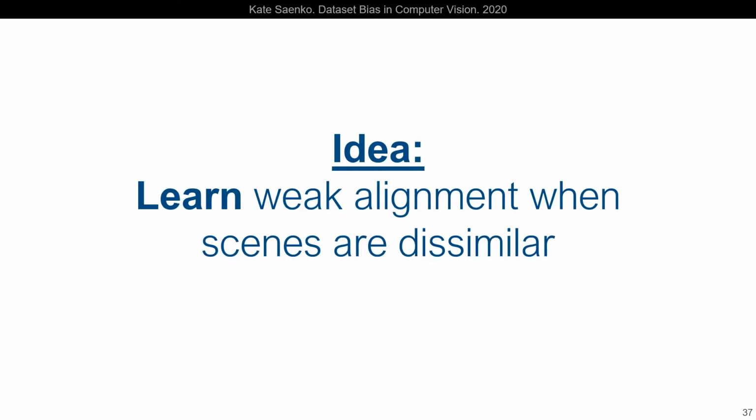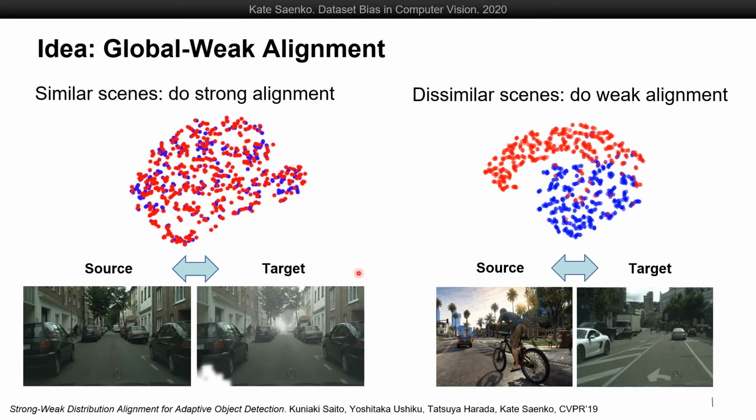So the idea that we came up with to address this is to learn to align domains weakly, not strongly. So you can think of it as weak or partial alignment. Right? So this is an illustration of this idea where if the scenes have similar layout between two domains, here on the left, I'm showing an example like this where the source and the target domain only differ in atmospheric conditions. So they're essentially the same images, but the target has had fog added to it.